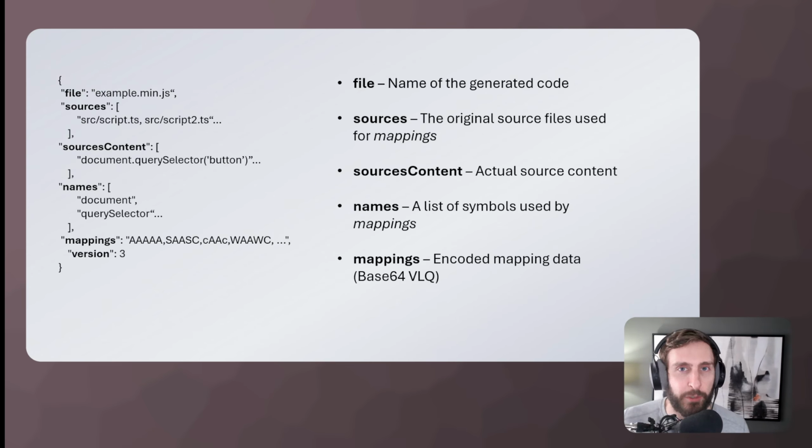So what is in that source map data? If you open it up, you might see a structure like this. We're just going to look at some of these keys in the JSON file. First, there's file, which is the name of the generated code. Then we have a list of sources, which can be one or more source files that are used for the mapping. So you'll see in this example that the source files referenced are actually TypeScript.